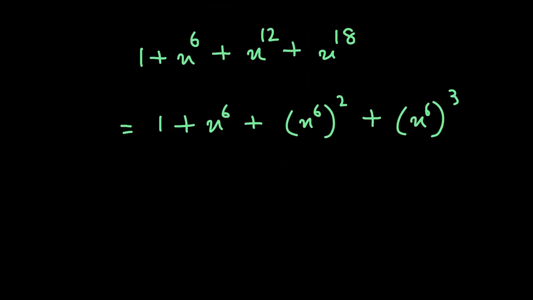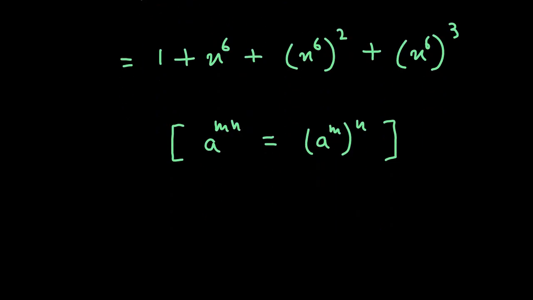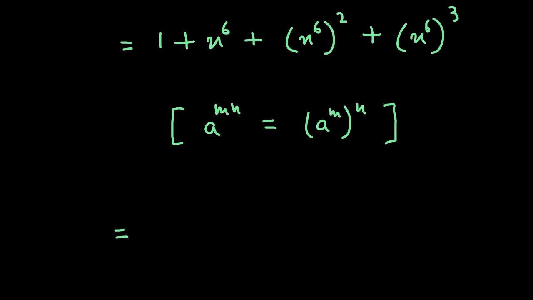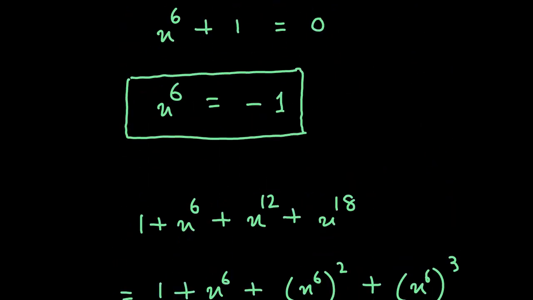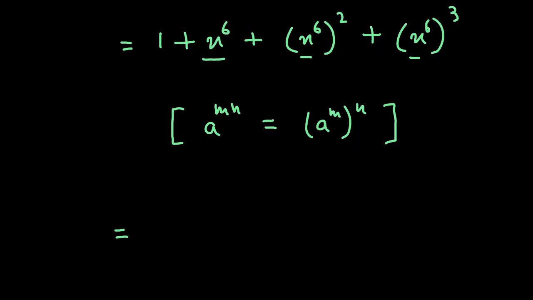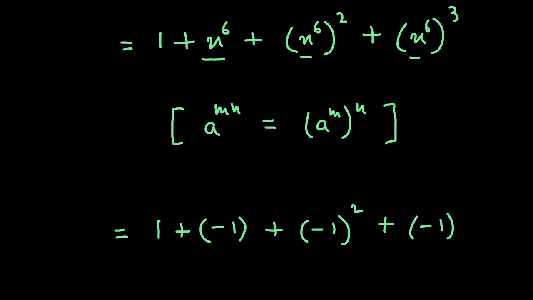Since we know that if we have a to the power m times n, we can write this as a to the power m whole to the power n. So we have applied these exponential rules here. Now we can put the value of x to the power 6, and we know the value of x to the power 6 is minus 1. So we can put 1 plus minus 1 plus minus 1 whole square plus minus 1 whole cube.